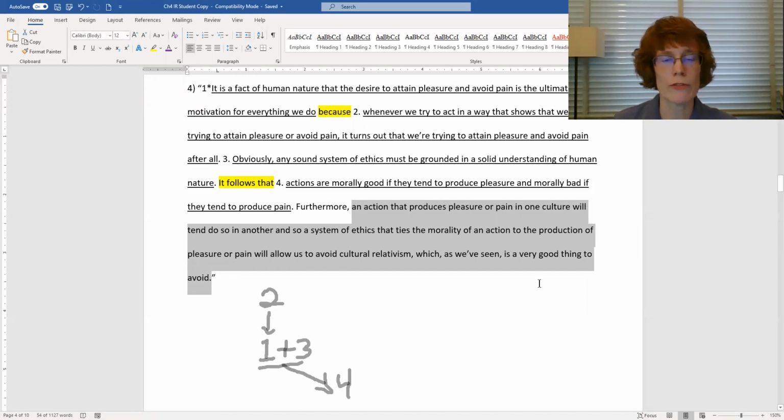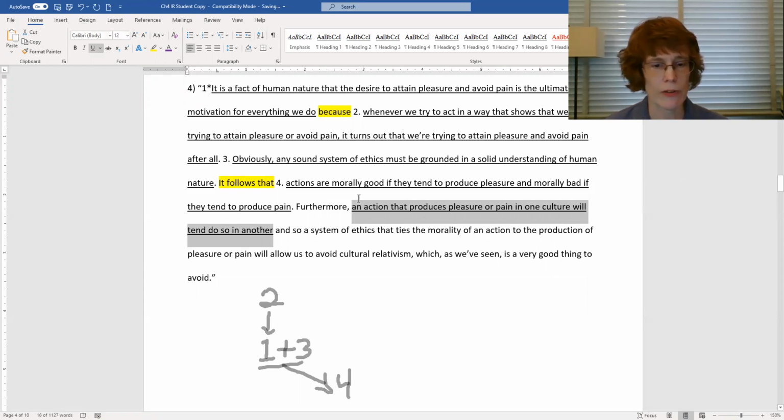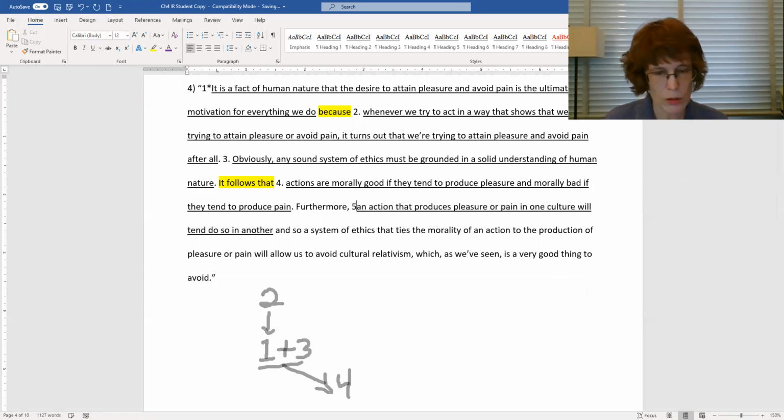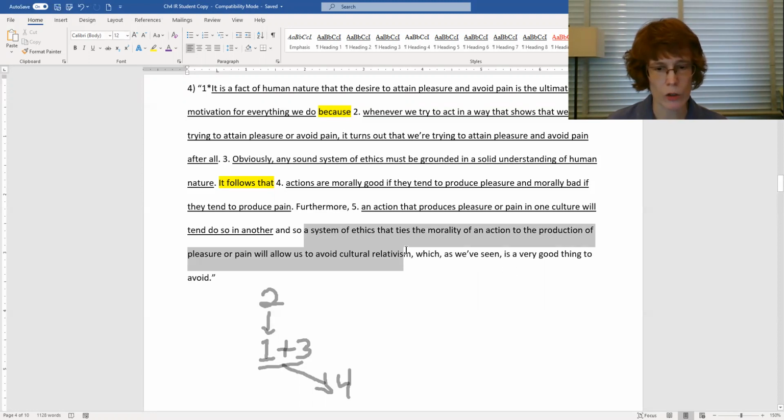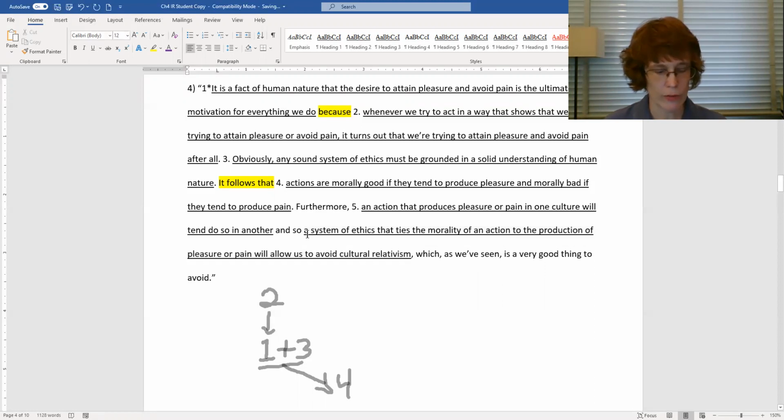Okay, so what do you have? An action that produces pleasure or pain in one culture will tend to do so in another. It's going to be an important claim. It's going to be 5. And so, okay, and so. Is "and so" more like "and," meaning it's probably going to be dependent reasons, or is it more like "so," meaning it's going to be an arrow? And so is more like so. Which tells me that a system of ethics that ties the morality of an action to the production of pleasure or pain will allow us to avoid cultural relativism follows from 5.